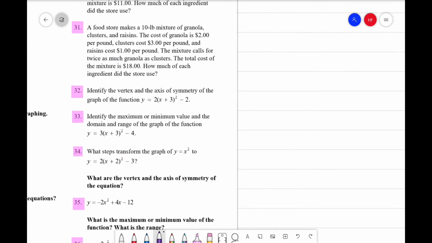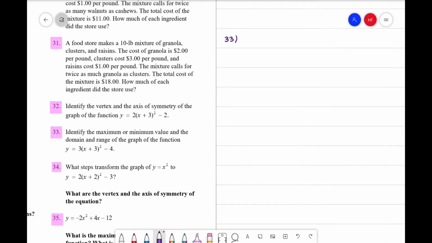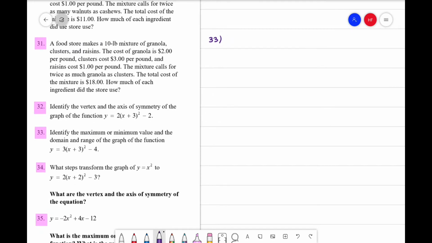On number 31, it says a food store makes a 10-pound mixture of granola clusters and raisins. The cost of granola is $2 per pound, clusters cost $3 per pound, and raisins cost $1 per pound. The mixture calls for twice as much granola as clusters, and the total cost of the mixture is $18. How much of each ingredient did the store use?